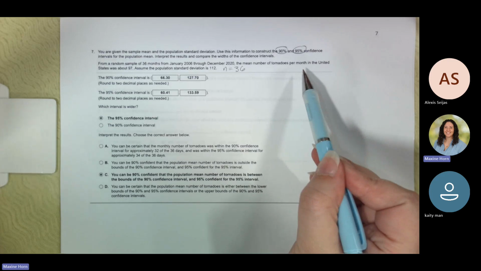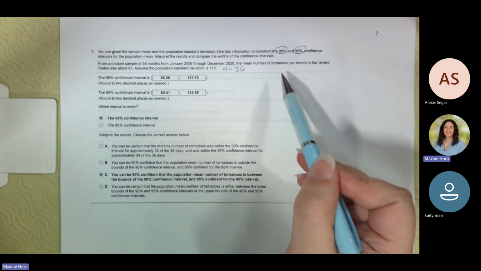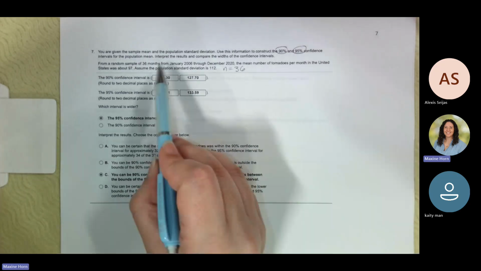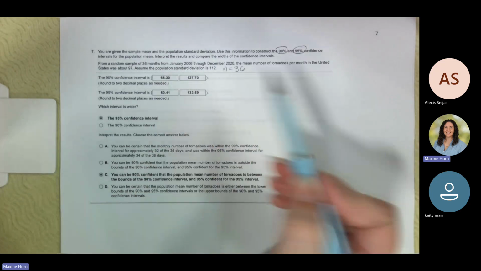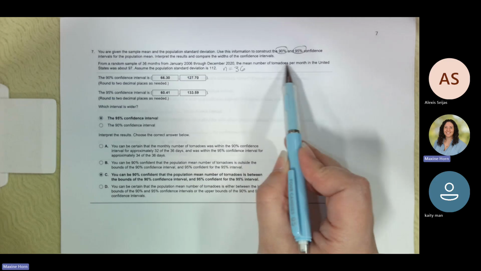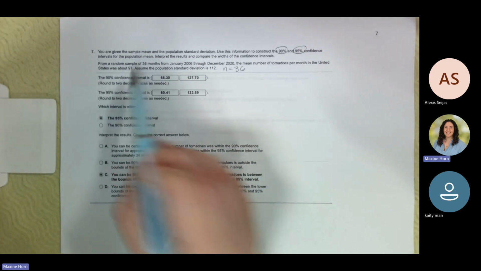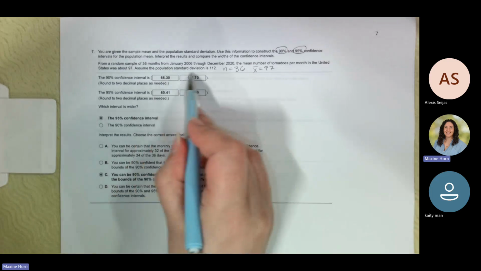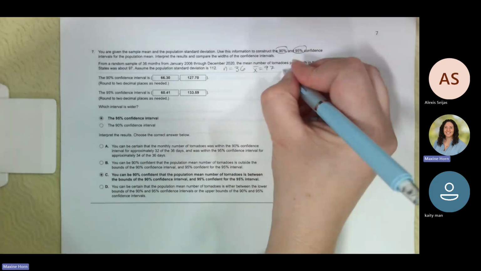Well, not that they don't matter, but in terms of assigning a symbol to that, there's not a symbol that's assigned to the dates. They're just specifying which 36 months. The mean number of tornadoes per month in the United States was about 97. Assume the population standard deviation is 112. So they did give us the population standard deviation of 112.